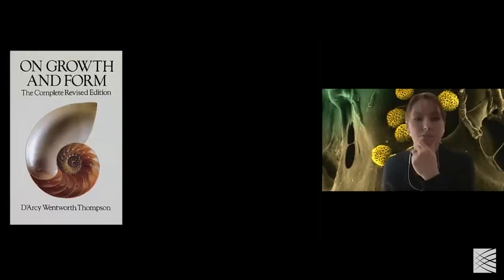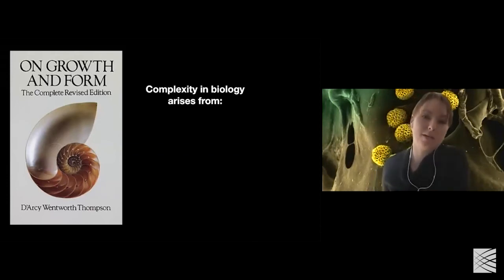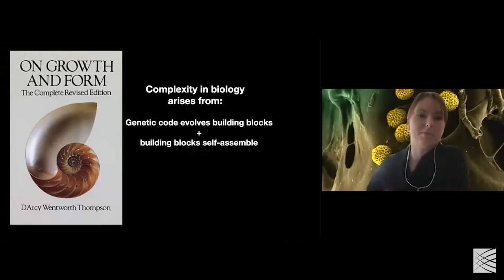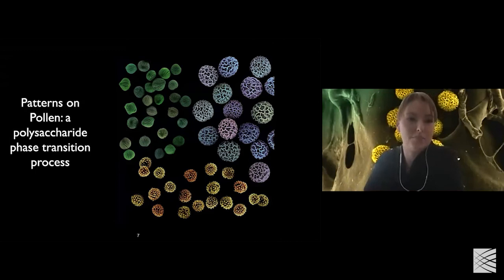This concept isn't new, of course. A lot of people work on this, a lot of people take this approach, and it was first mentioned in On Growth and Form by D'Arcy Wentworth Thompson. Since this book was published, this idea has grown to argue that complexity in biology arises from, as I've been saying, the genetic code evolving these building blocks and then the building blocks self-assembling. So this is the way that I'm going to approach this problem of patterns on pollen in this talk.